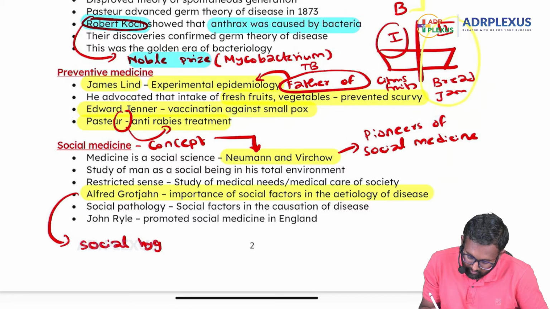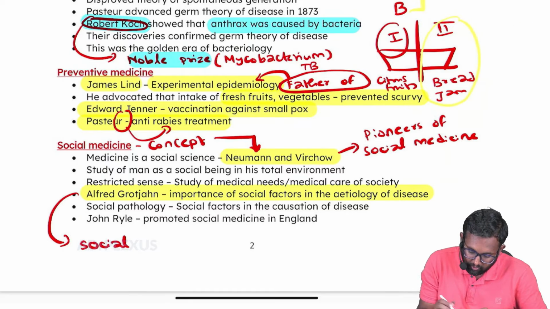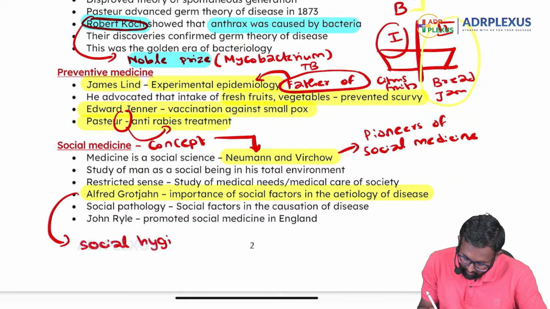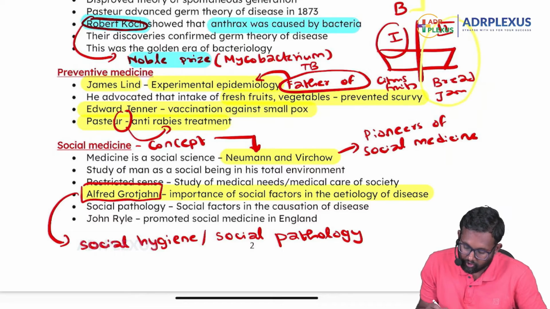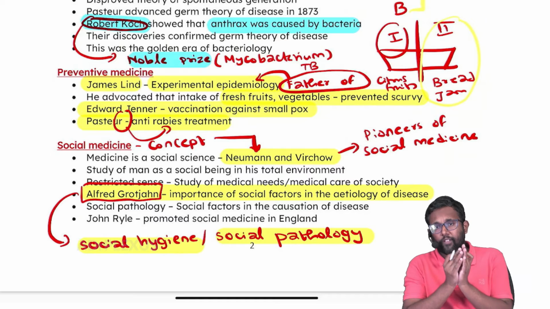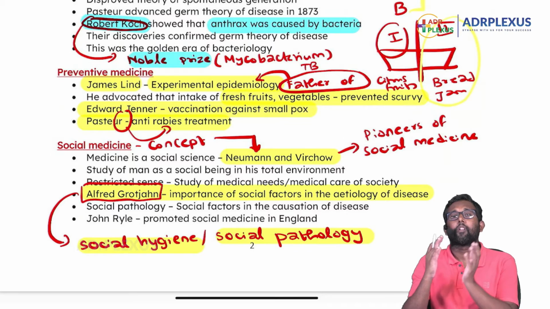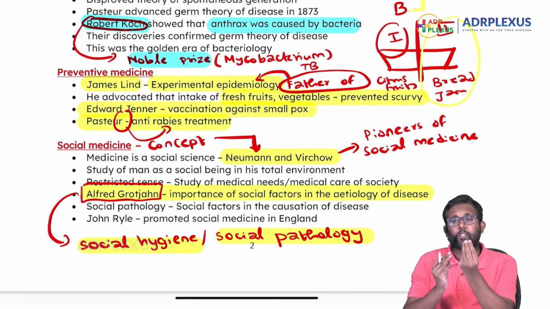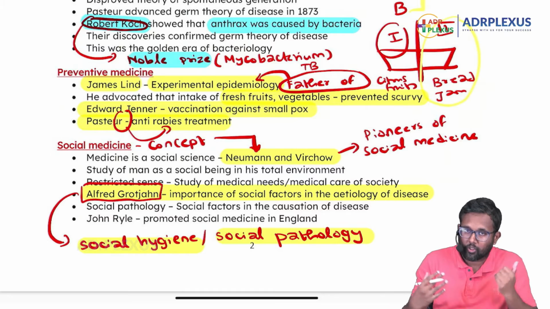Social hygiene or social pathology. That means the importance of social factors in the causation of disease. That is Alfred Grotjahn. So who is responsible for the social factors in the causation of disease? Alfred Grotjahn. He is the one who explained the role of social factors in causing disease. It can also be called social hygiene or social pathology.